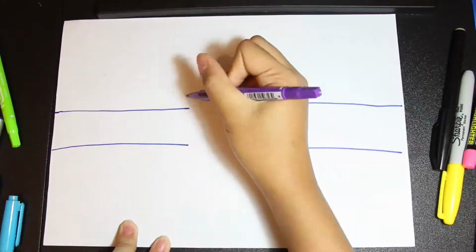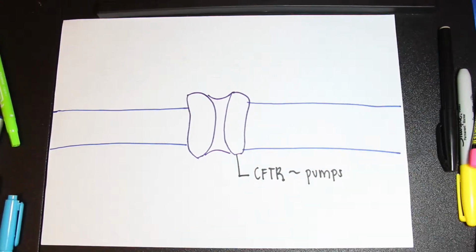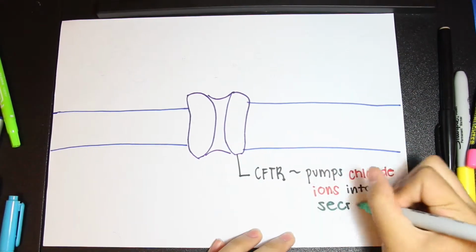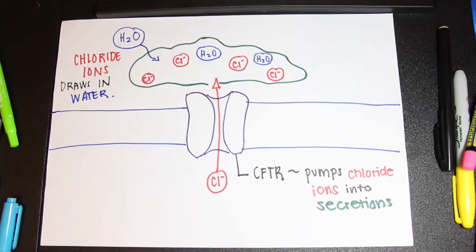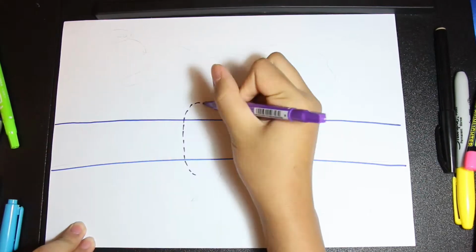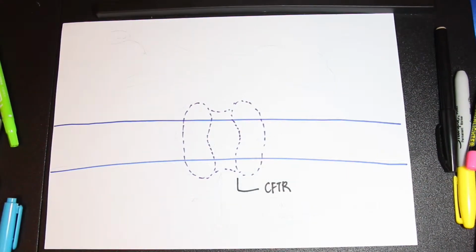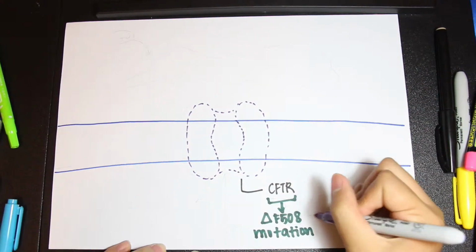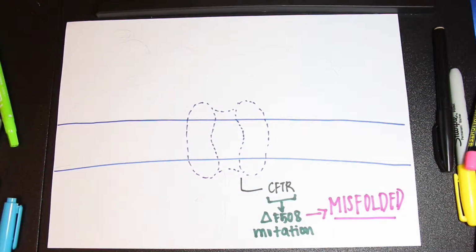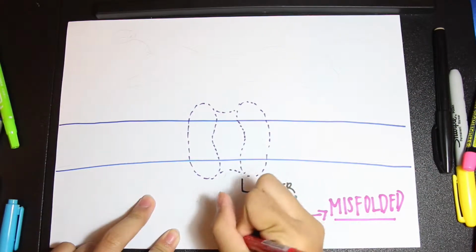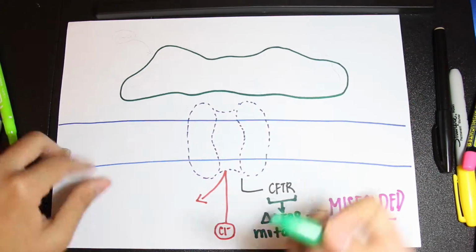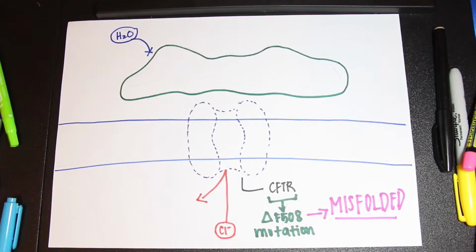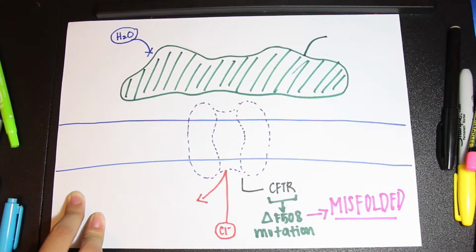The CFTR protein is a channel protein that pumps chloride ions into various secretions. Those chloride ions help draw water into the secretions, which end up thinning them out. This CFTR protein with a delta F508 mutation gets misfolded, meaning there's a lack of CFTR protein on the epithelial surface. This then means that it can't pump chloride ions out, water doesn't get drawn in, and the secretions are left overly thick.